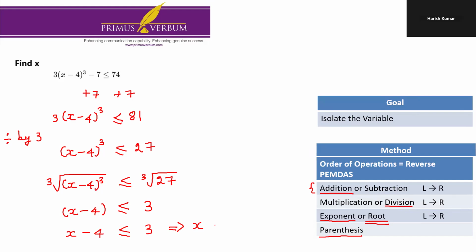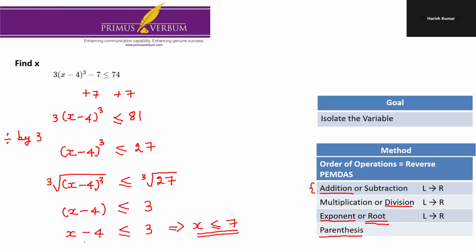This will get rid of the minus 4 on the left hand side, and when we add 4 to the right hand side, we are going to get 7. So x is less than or equal to 7 is the final answer. This is the final result.